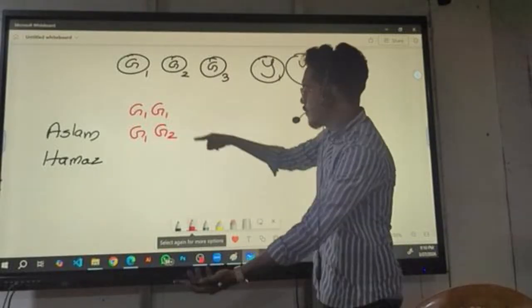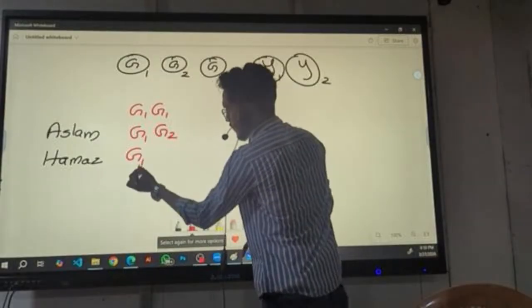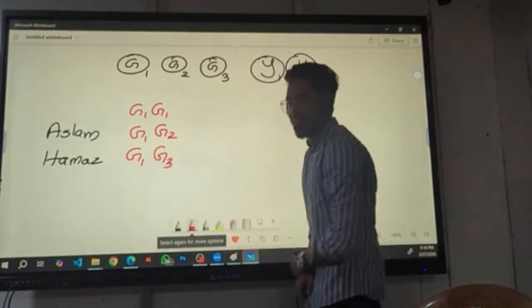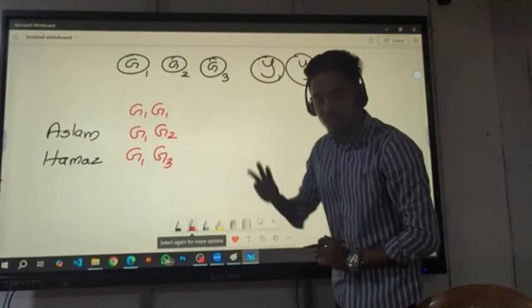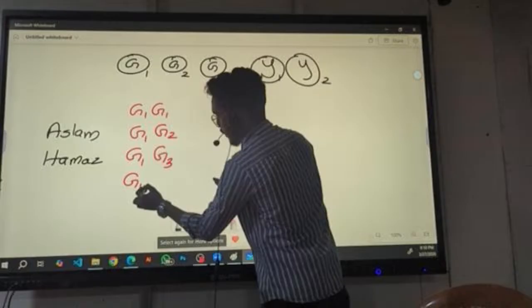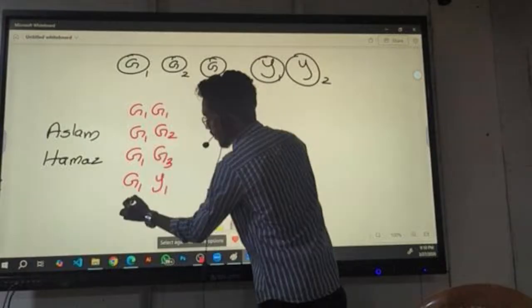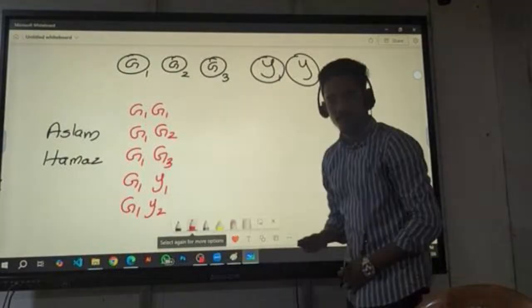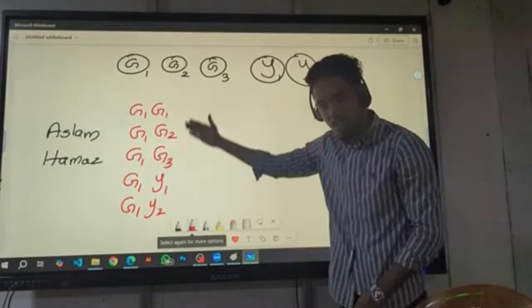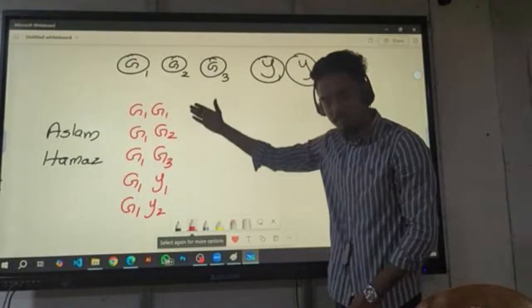Another possibility. I'm going to take G1 in the first draw. Hama is going to take G3 in the second draw. So third possibility. Another one, G1, Y1, G1 and Y2. So how many possibilities do we have so far here altogether?